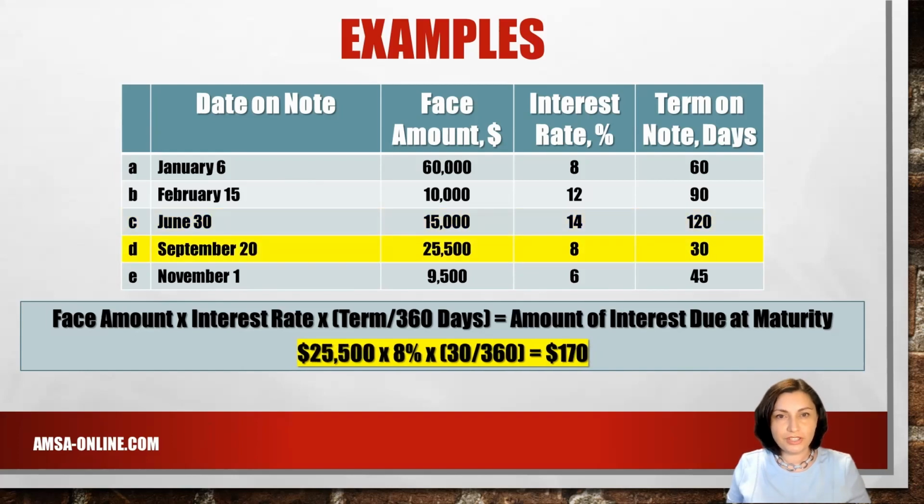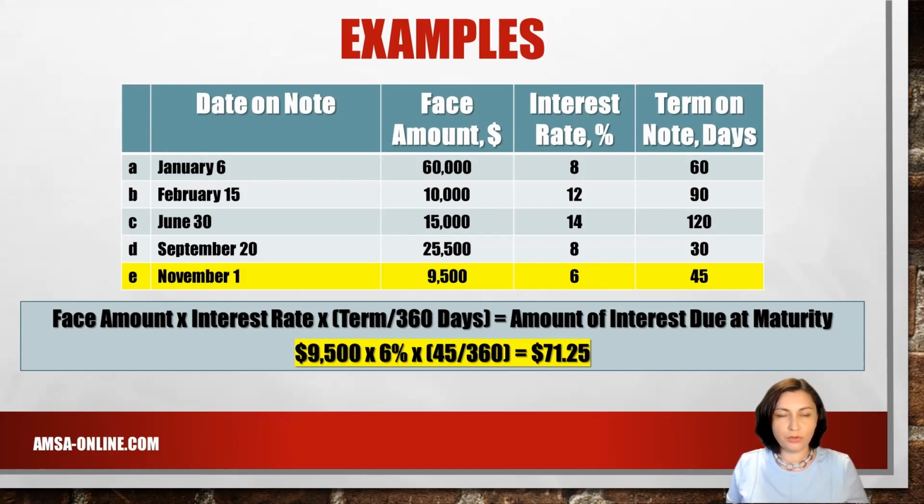In situation D, multiply the product of $25,500 and 8% by the fraction of 30 days divided by 360 days. The interest on the note at maturity is $170.